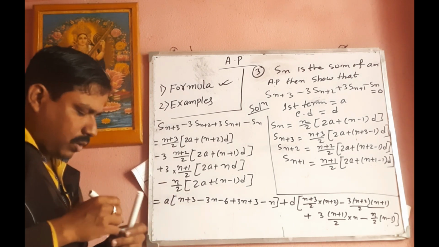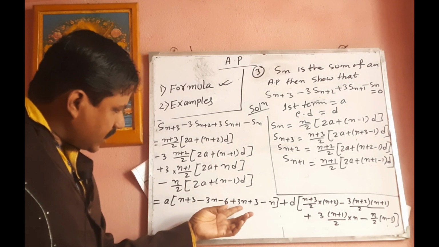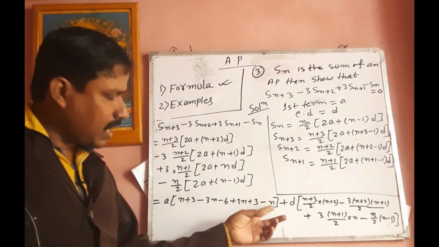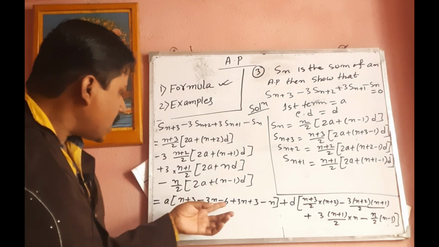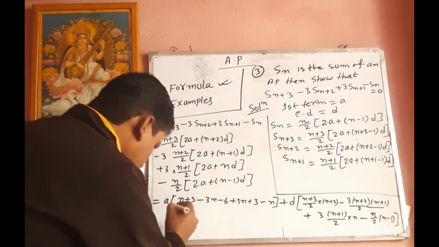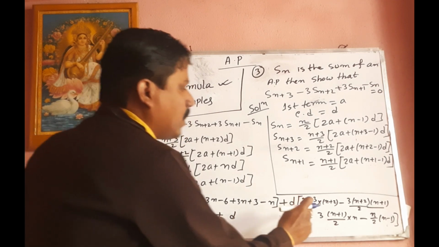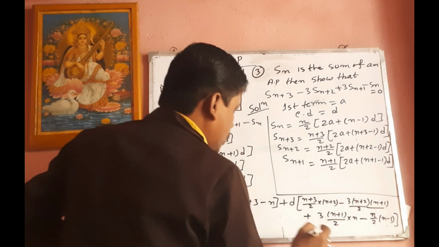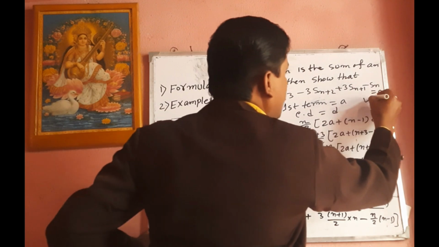Here you can see n plus 3n is 4n. Similarly minus 3n and minus n is minus 4n, so this will vanish. Similarly minus 6 is there and plus 3 is there, so this will be a times 0. Similarly when we calculate all of this, the d part will also be 0, that is 0 plus 0 is equal to 0, which is our required result.